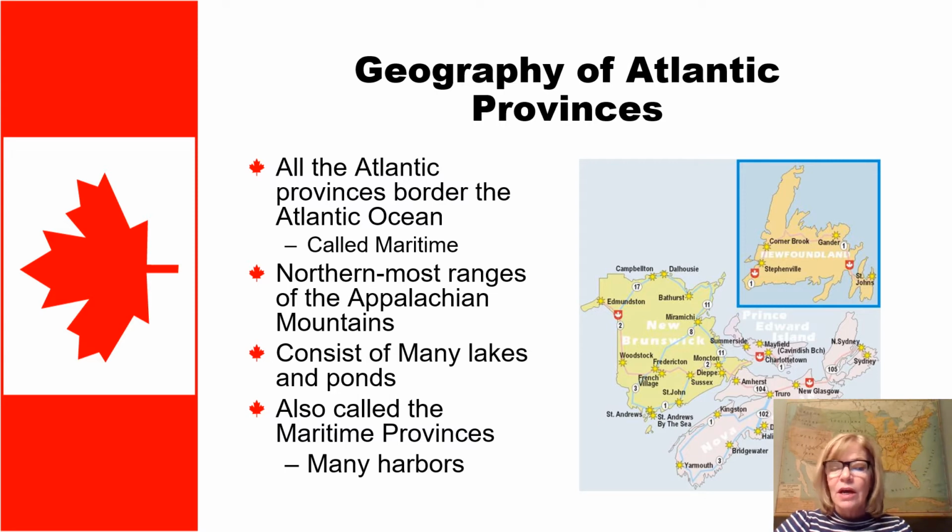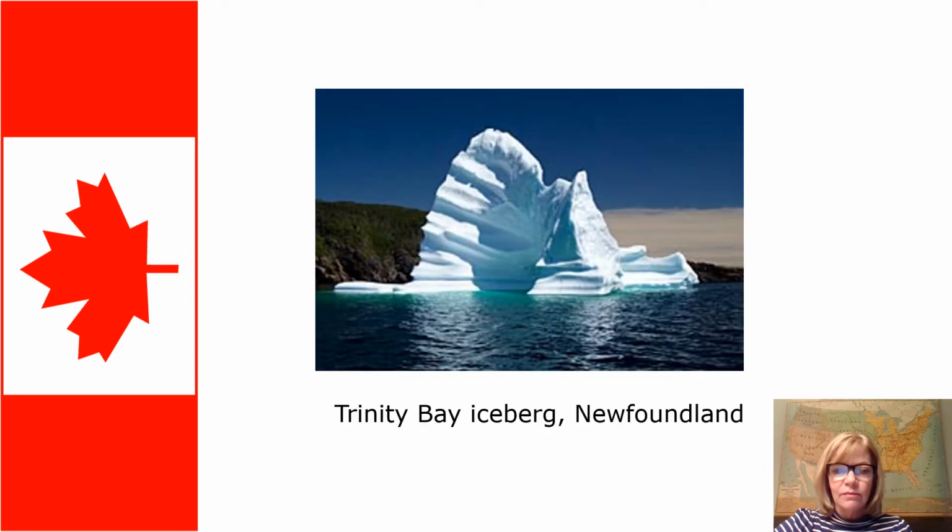There's lots of ponds and lakes. It's going to look a lot like New England, right? When you go up there, lots of harbors, good fishing. Okay, also icebergs, especially up there in Newfoundland. This is the Trinity Bay iceberg. There's so many icebergs, they name them. As you guys probably know, the icebergs are much larger below the water than they are above, but isn't that just beautiful?